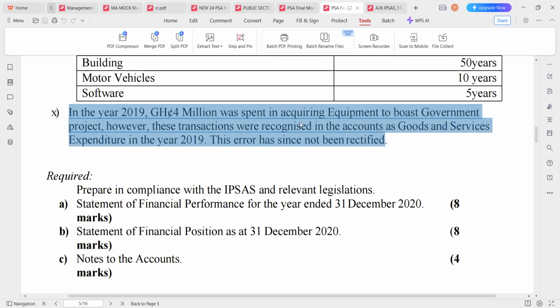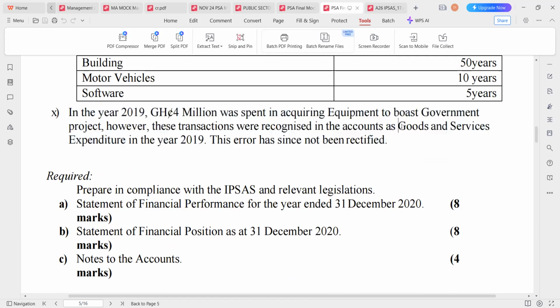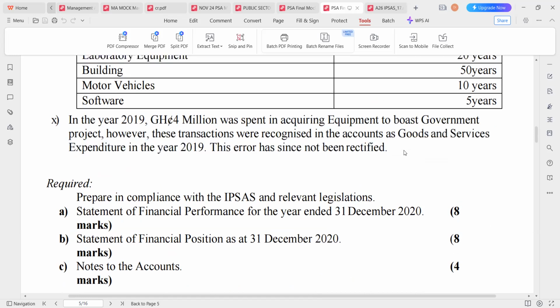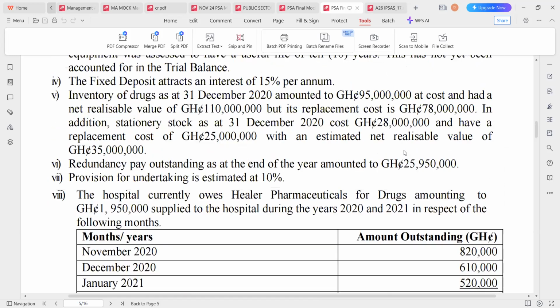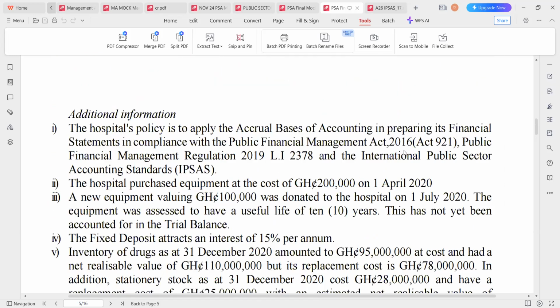They bought equipment in 2019 and they recorded it where? In goods and services, as an error. So if you buy equipment, you won't add it to goods and services. Instead, where will it go? Is it non-current assets, like in the statement of financial position? Yes, once you are adding to equipment, it automatically hits your non-current assets.